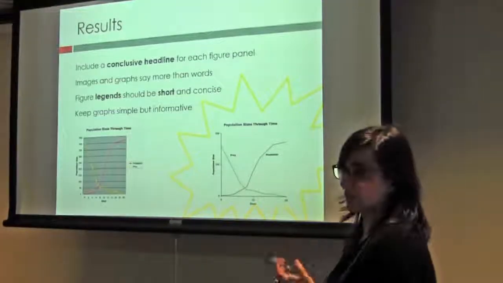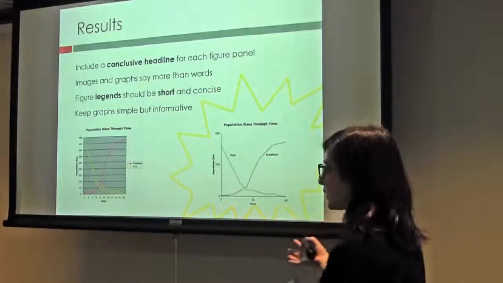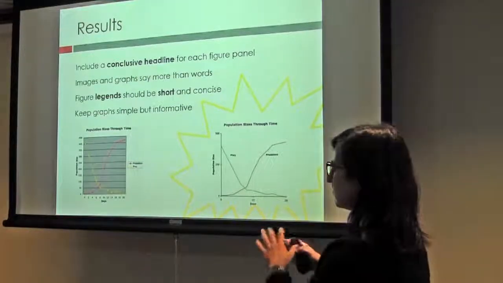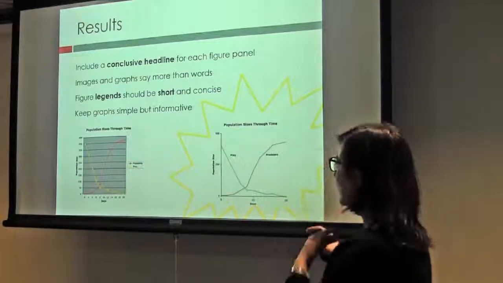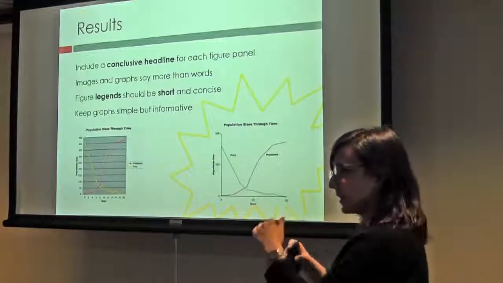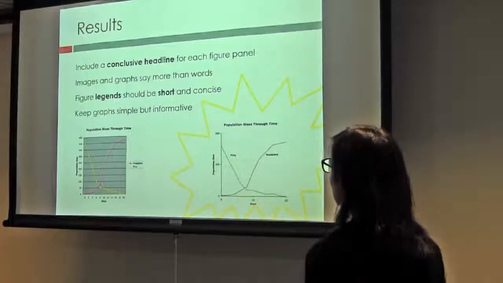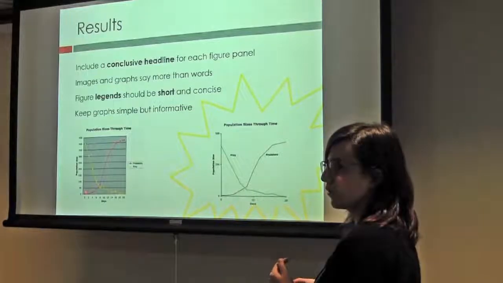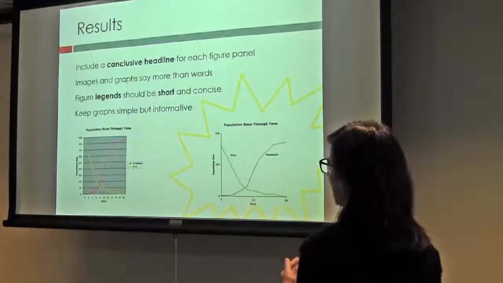If you want to know exact numbers, you can also mention them in your legends or in another panel of the same figure if you have many different numbers that you want to show. But it's important to show things in a graph form rather than in a table form, which is easier to read.